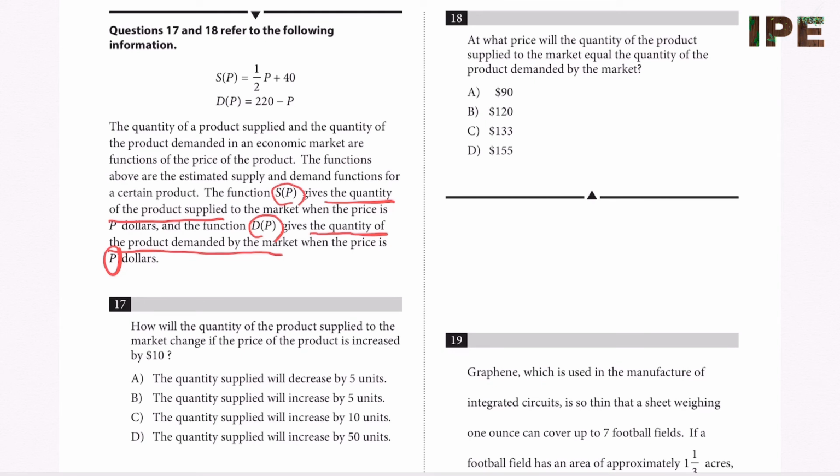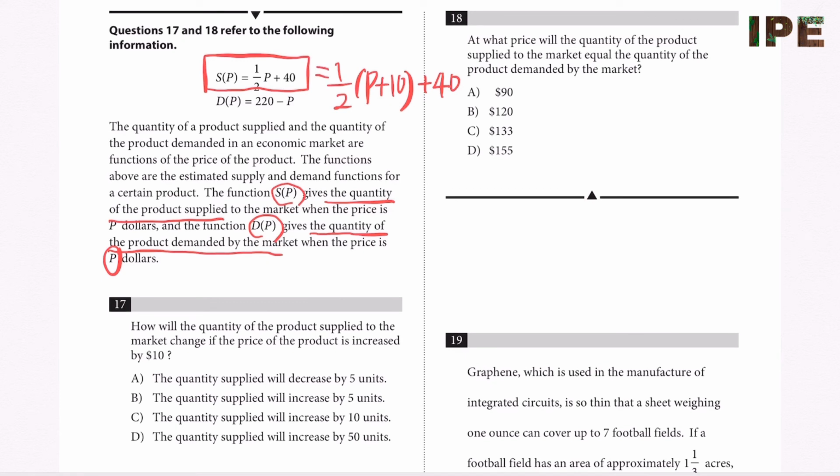Number 17. How will the quantity of product supplied to the market change if the price of the product is increased by $10? Okay, so supply means this equation, right? P is increased by $10. So P plus 10 goes in, plus 40. That's going to be SP.